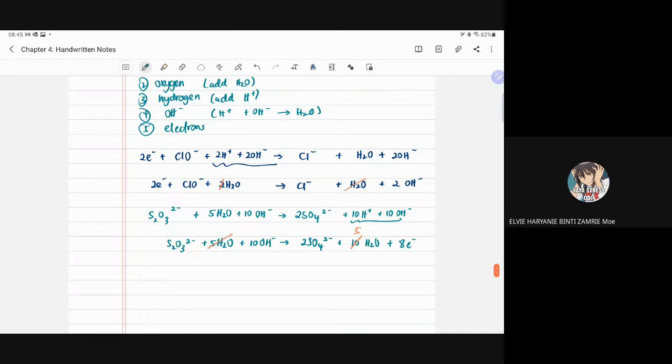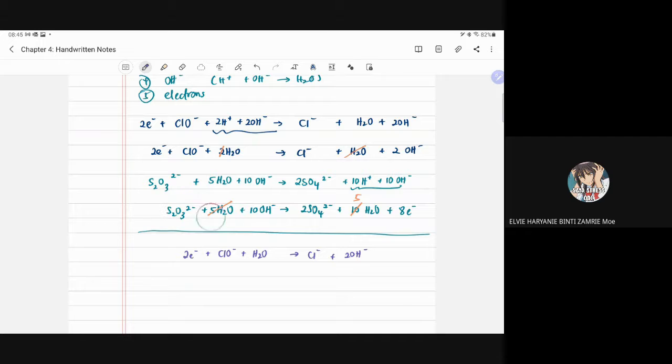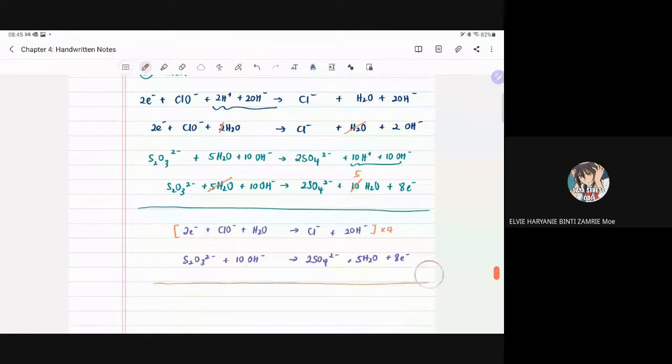Kita boleh combinekan this and that. Saya salin lagi sekali. So ada 2 elektron. So this one is 2 electron plus ClO minus plus H2O forming Cl minus plus 2OH minus. Then kita ada yang bawah ni, S2O3 2 minus plus 10OH minus form 2SO4 2 minus plus 5H2O plus 8 electrons. So 2, 8. Maksudnya atas kena darab 4. Kita darab dengan 4. Okay. So saya terus simplifikan. Ini masuk dalam 8 elektron.